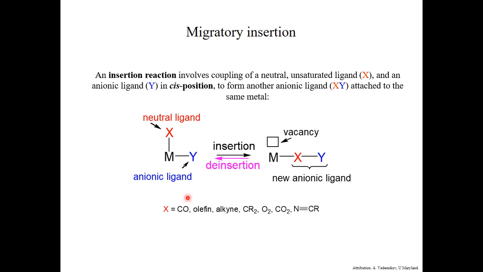So what are examples for ligands? The neutral ligand can be, for instance, a carbonyl, an olefin or an alkyne. It can also be a carbene. It can be oxygen, CO2, or a nitrile. And the anionic ligand can be, for instance, a hydride ligand, an alkyl ligand, an aryl ligand, an alkoxide ligand, or an amido ligand.